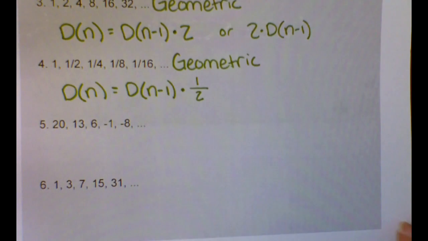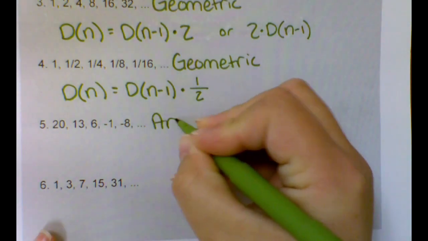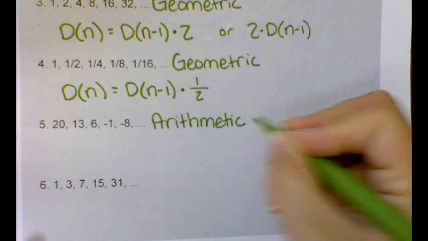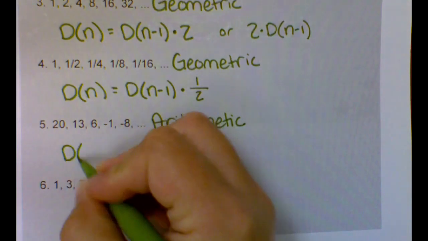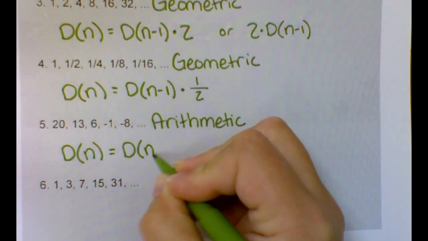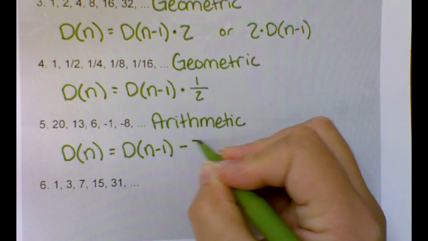For number 5, hopefully we notice the common difference is 7, but we're going down by 7. So this is arithmetic. So any term, d of n, is equal to the term before it, d of n minus 1, minus 7.